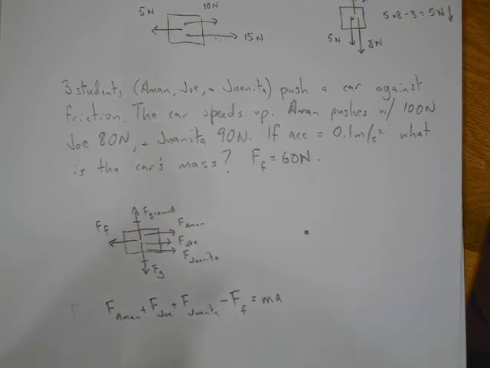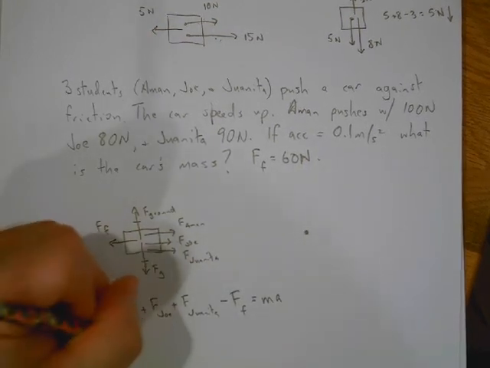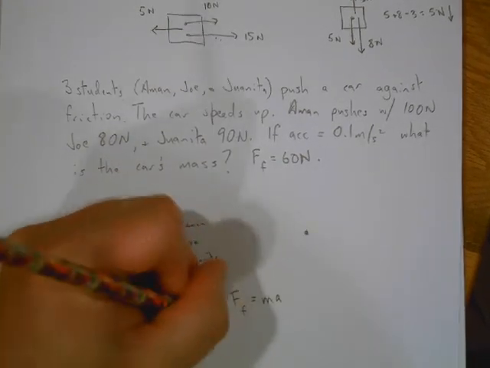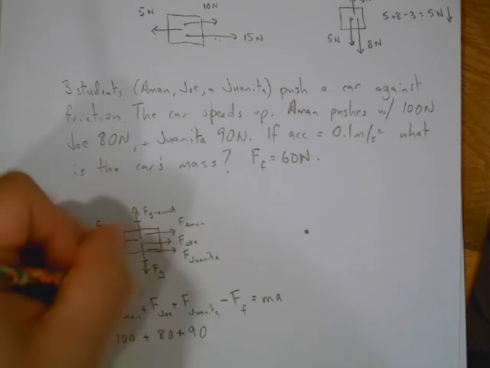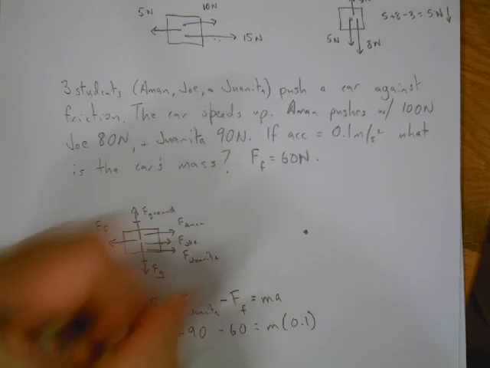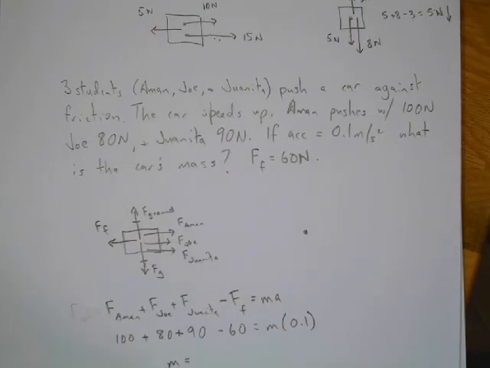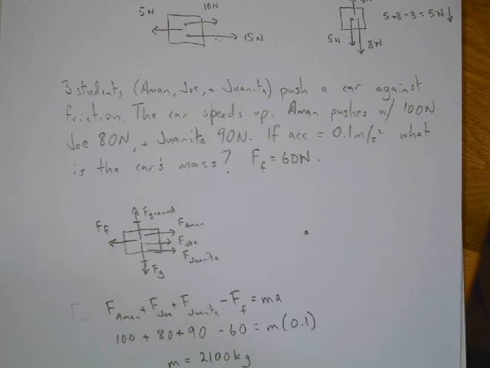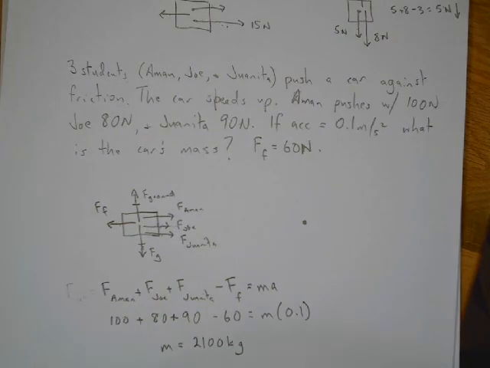So step 1, step 2, and then step 3 is finally plugging our numbers in. This is going to be 100 plus 80 plus 90, because they're going the same way, minus 60 equals m, which I'm looking for, times 0.1. Then you can easily solve for m. 100 plus 170 minus 60 is 210, divided by 0.1 is 2,100 kilograms. That's a fairly massive car.